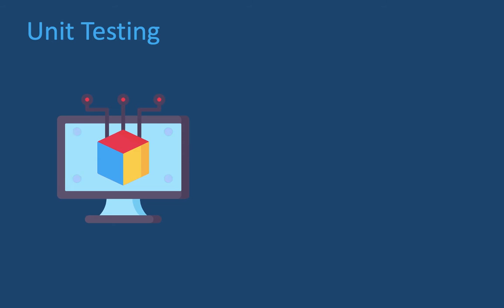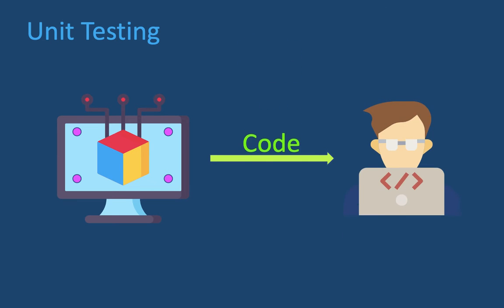The first level is unit testing. In unit testing, we test a small component of the software. When we say unit, we mean a small component of the software. This testing is usually done by the developers at code level. As soon as coding is started, developers will conduct unit testing.